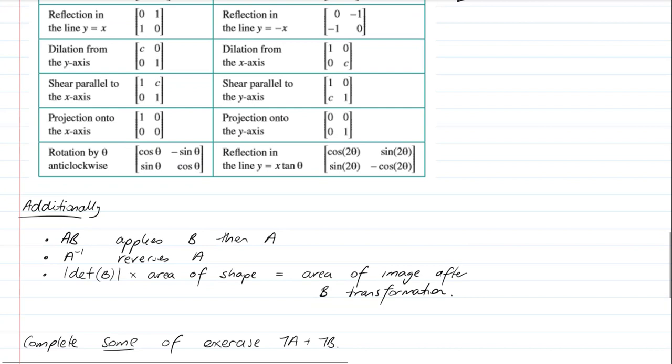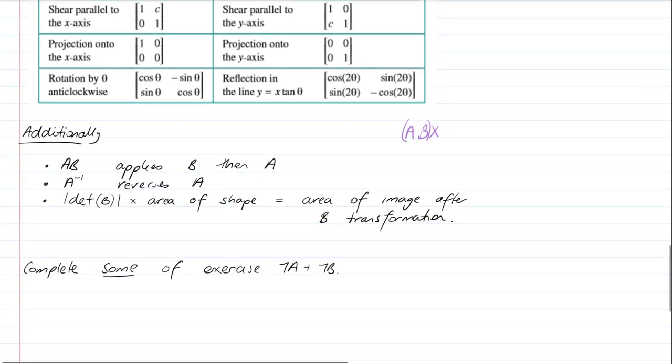Additionally, remember that the multiplication AB applies B and then A. So if we had two transformations and they were B and A, but we wanted to do B first, we would have our original X, we would multiply it by B first and then A. Looks like it's in the other direction though. And we would be allowed to calculate AB first to get a combined transformation and then multiply it by X, and that would work in exactly the same way. A inverse reverses A. That's what an inverse is.